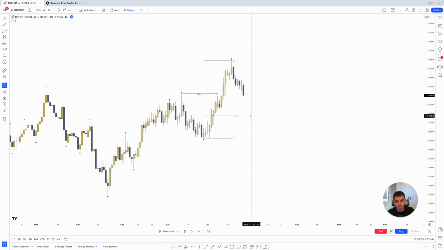Now, it's important to me that my 71% entry lines up in the general area of imbalance. As you can see, the currency pros indicator is showing imbalance there. It's also showing the 2 structural points to drag the Fibonacci tool from. So it's really easy. There's not much mental effort that goes into it.